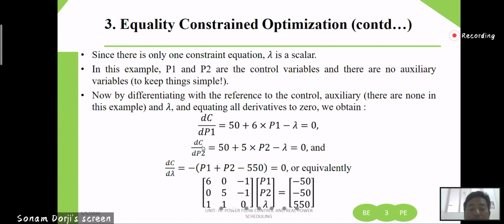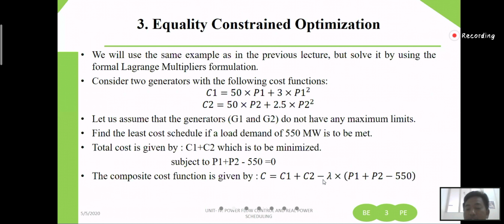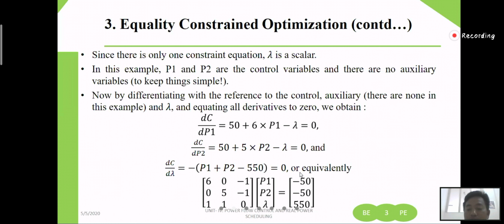Then similarly, dc, we differentiate the cost function with respect to p2, so then you will get 50 into 5 p2 minus lambda equal to 0, and p1 will be treated as a constant here. Then next, the same cost function we have to differentiate with respect to the Lagrange multiplier, that is lambda. So when you differentiate with respect to lambda, you will get minus p1 plus p2 minus 550 equal to 0.